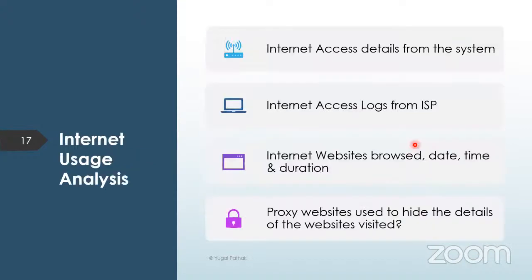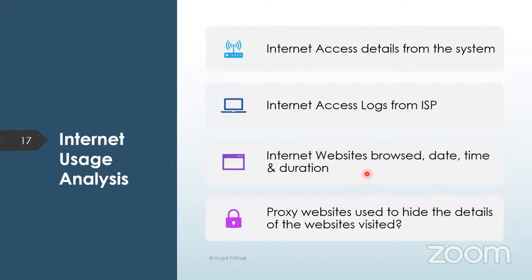Now, coming next, we have internet usage analysis. In internet or browser history analysis, we are basically checking the internet access details of the system through its browser logs. Secondly, through the network logs, not the ISP, but the router logs, the firewall logs of the organization, and the SIEM logs. And we also get the internet access log from the ISP, and we analyze that as well.